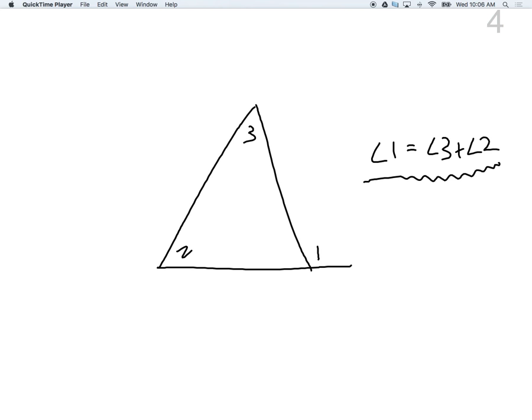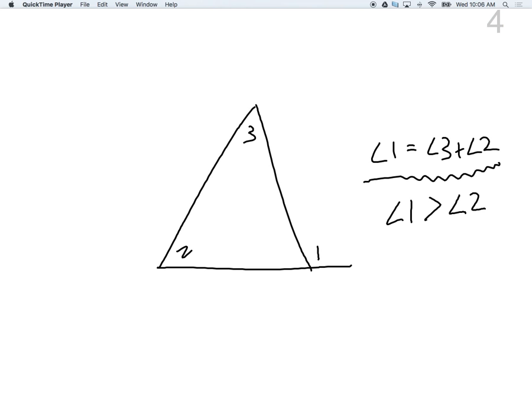Tricia? Angle 1 is greater than angle 2. Is that obvious? Yeah. Why? Because angle 1 is the exterior angle, so it's bigger than angle 2.